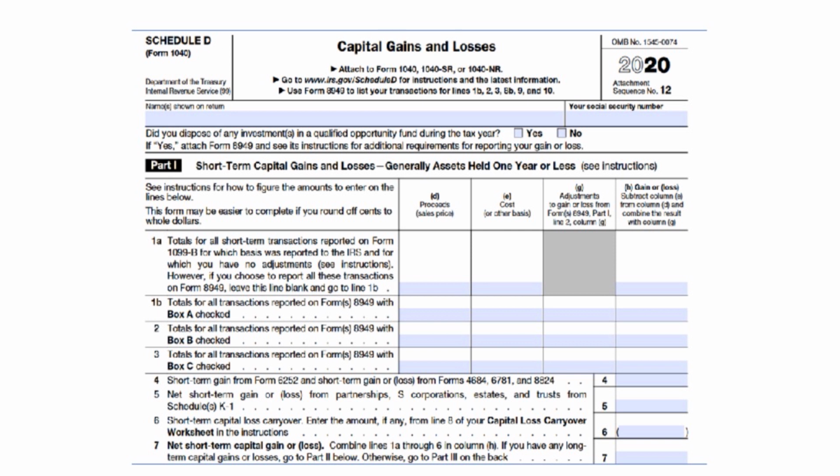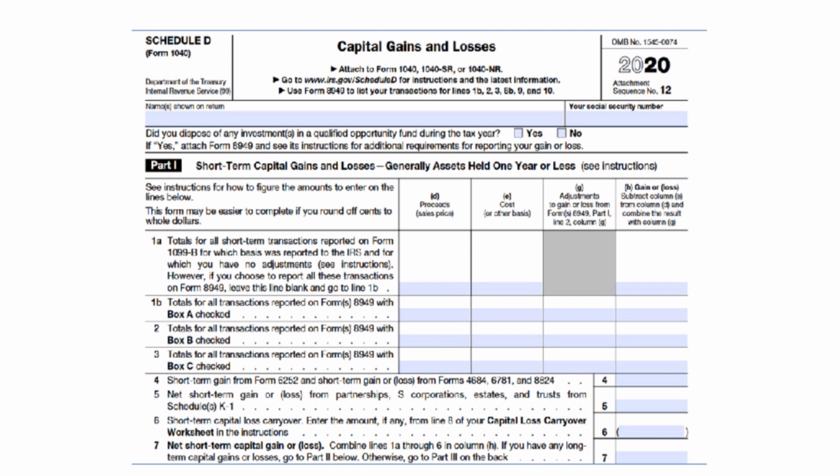Basically, from line 1A all the way to 3, all that info is coming from the Form 8949 that we just completed. On line 4, you put the short-term gain or loss if you have filed Forms 4684, 6781, and 8824, as I just talked about. Line 5 is the net short-term gain from partnerships, S corporations, estates, and trusts from Schedule K-1. Line 6 is the short-term capital loss carryover. You enter the amount if there is any.